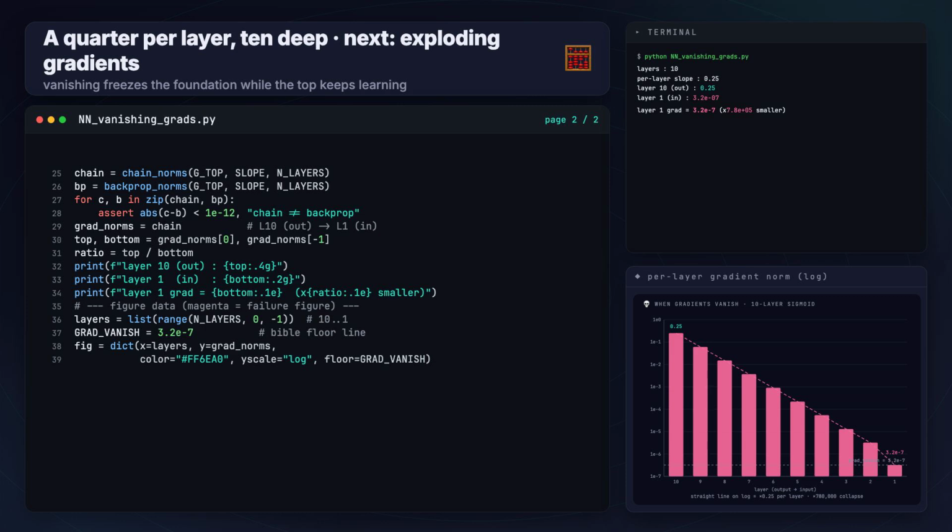Next episode, the mirror image: same chain of multiplications, but now the local slopes are bigger than 1, the product blows up instead of dying, and your loss goes to NaN in 3 steps. Exploding gradients, and the one-line trick that tames them, clipping.